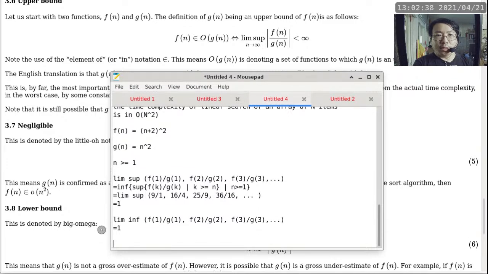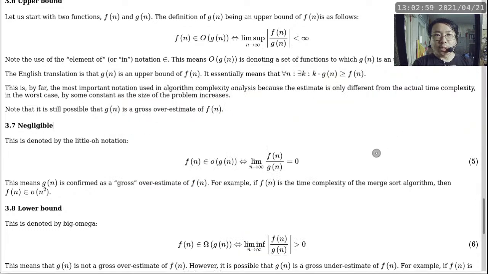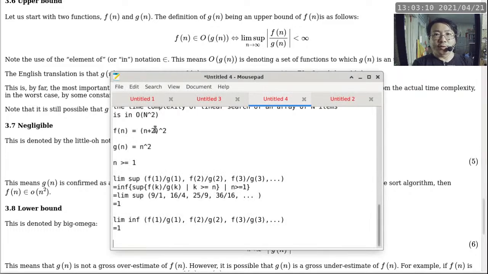So now we look at these things and go like, hey, the sequence actually has a limit because it approaches a single value. There's no oscillation whatsoever. It just goes down to one particular value. So in this case, it is obvious that 1 is less than infinity. It is also obvious that 1 is greater than 0. So that's why f of n is an element of big O of g of n when we define f of n as (n plus 2) to the power of 2 and g of n as n to the power of 2.